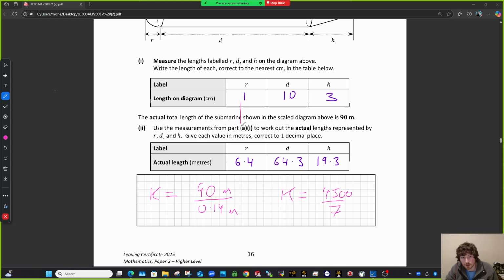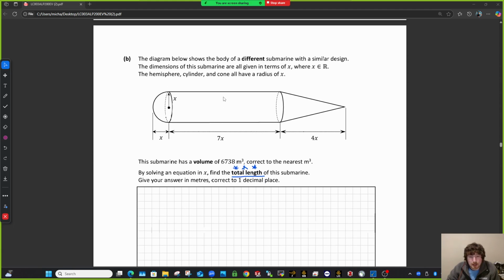So then I just scale all of these up. So this one here, the 1, I'll do maybe the 3 at the end so you can see. To get what the 3 works out as, I change it into meters, so it's 0.03, and then I multiply it by the scale to get into the big meters, and that works out as 19.3 meters. Just double check that, and you can see all those numbers add up to 90. 0.03 multiplied by 4500 over 7. Yeah, 19.3. Okay, happy with that. So yeah, fair enough. This was good.